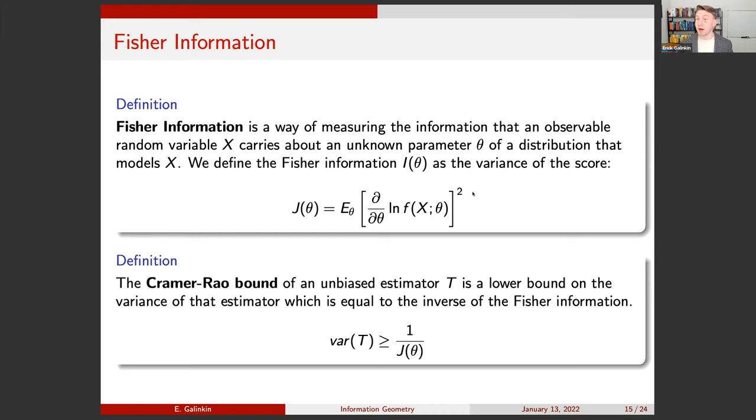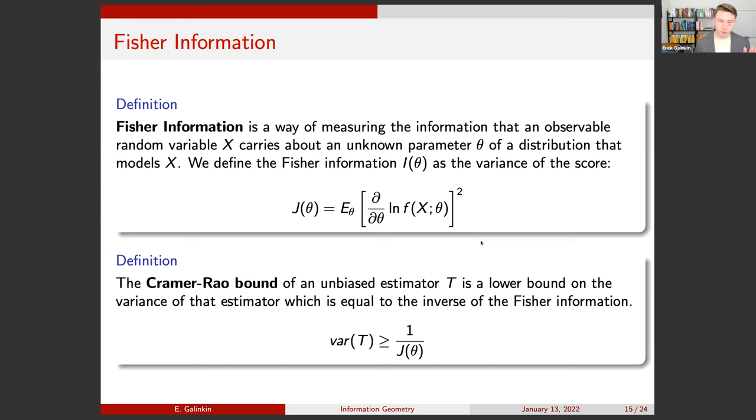So our score is that partial derivative with respect to theta of log f, and we just take that variance, and that gives us our Fisher information. And our Fisher information is a matrix, which ends up being useful very shortly.